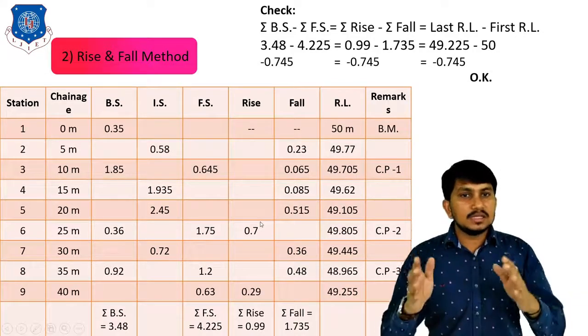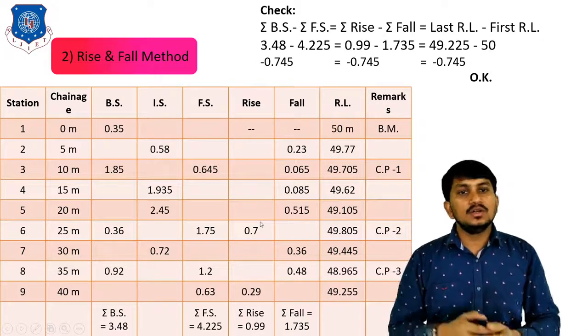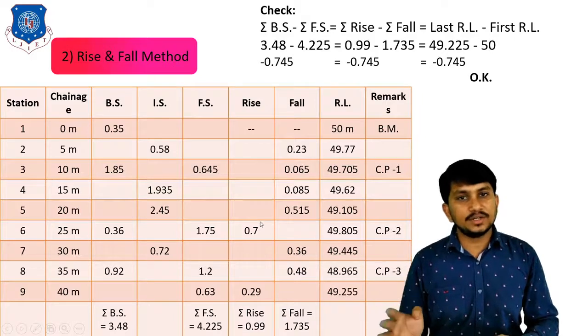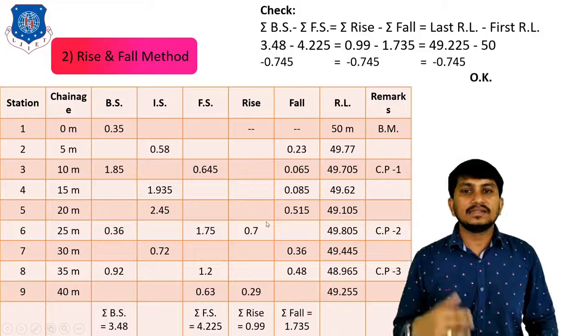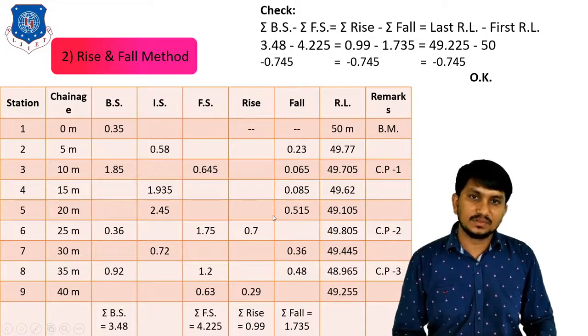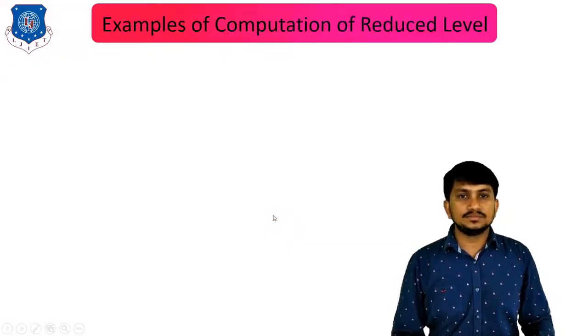Here all the values are similar, minus 0.745. So the check is okay. The RL of all points which we have just calculated are correct. This is how we can check and calculate RL of all points using rise and fall method. Okay, now let's move to the next example.